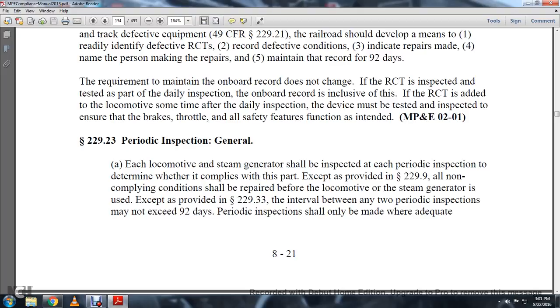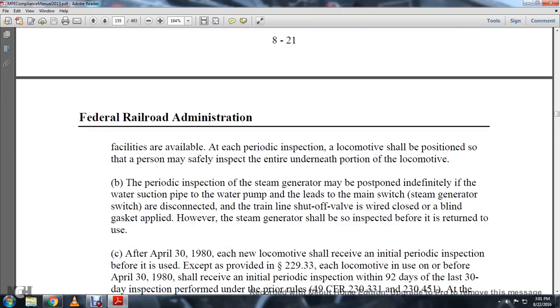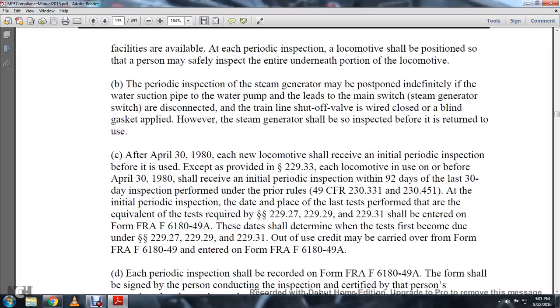Periodic inspections shall only be made where adequate facilities are available. Each locomotive shall be positioned so that the person inspecting can safely inspect the entire underneath portion of the locomotive. The periodic inspection of the steam generator may be postponed if the water suction pump at the water pump leads of the main switch is disconnected, the train line shut-off valve is closed, wired closed and blinded, and a gasket applied. However, the steam generator shall be inspected before it is returned to use.